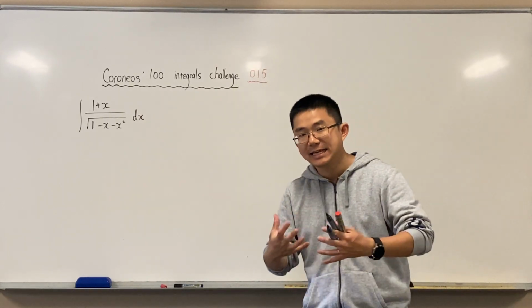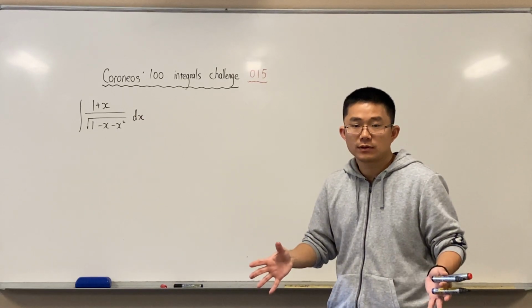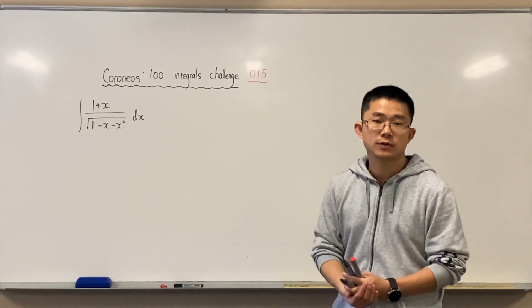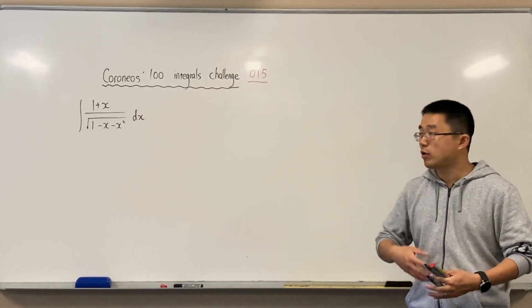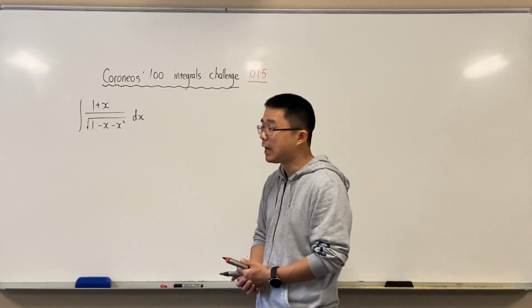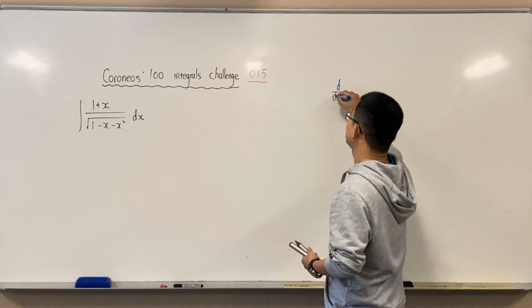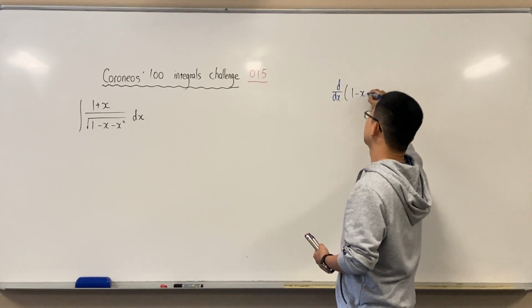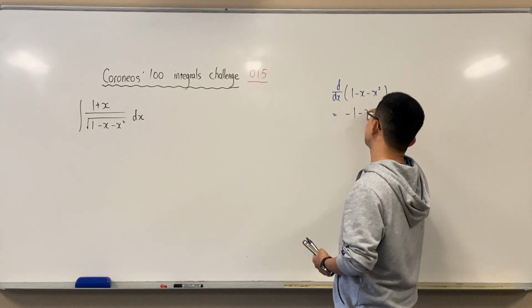We need to try to see if we can differentiate what's inside the square root, and let's see if we can use the reverse chain rule. And if we can't, we're probably thinking about inverse trigonometry, okay? So let's differentiate that. And the answer is minus 1 minus 2x.